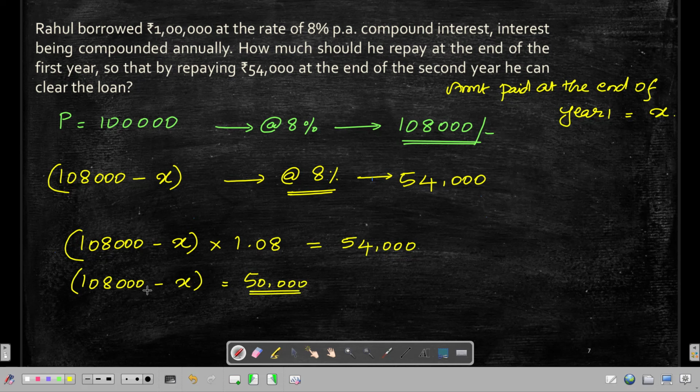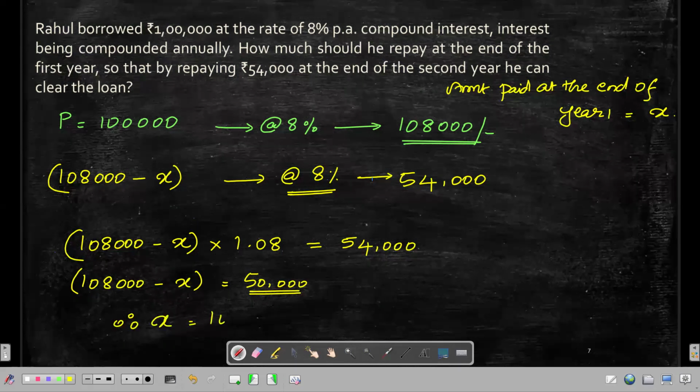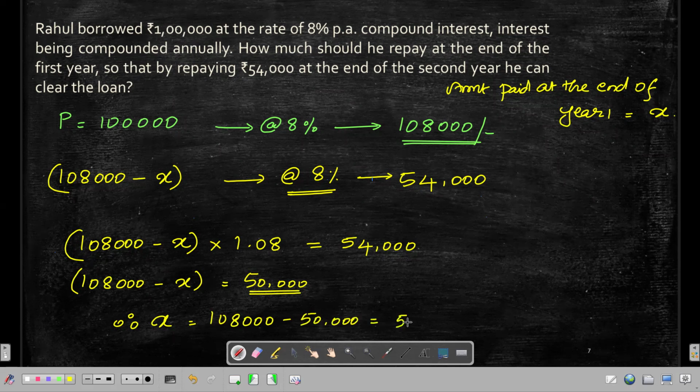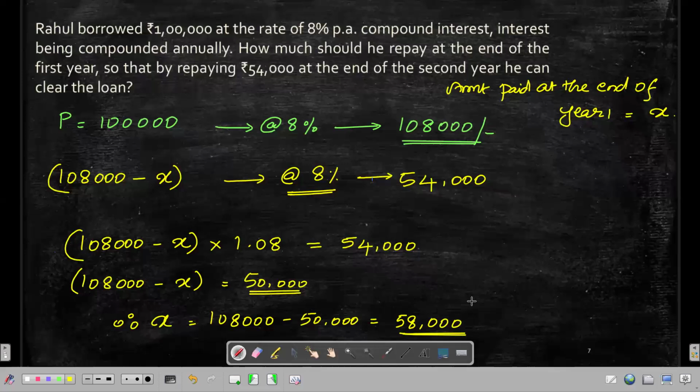Got it? So what is the value of X? X will be nothing but 1,08,000 minus 50,000, and this comes to 58,000. Got it? So I can conclude that at the end of the first year, he paid 58,000, and that is what the question asks us to find. So the answer for this question will be 58,000. Make a note of the same.